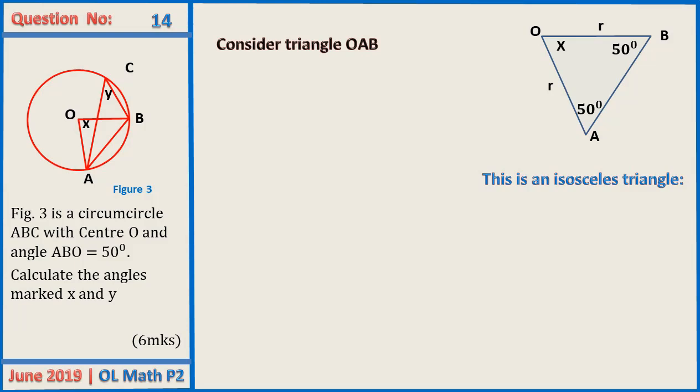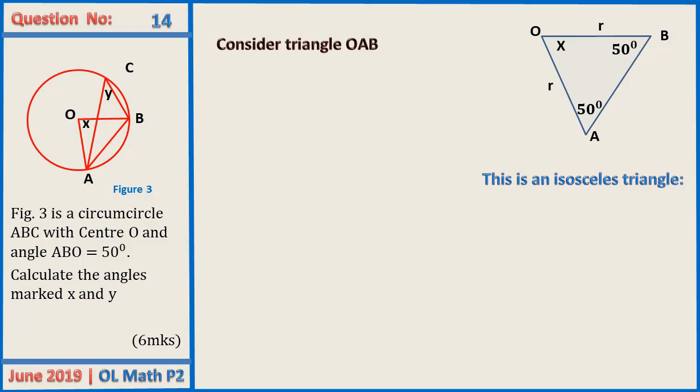So that is 50 degrees. This is an isosceles triangle. Why? Because OA is the radius and OB is also the radius, so the lengths of sides OA and OB are the same. Whenever two sides of a triangle are equal, you say it's an isosceles triangle, and the two angles at the extremes will also be equal.